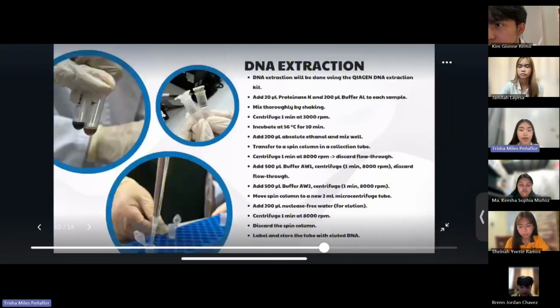RPM. Finally, the spin column will be moved to a new microcentrifuge tube, and 200 microliters of nuclease-free water will be added to elute the DNA, replacing buffer AE. After centrifuging again, the spin column will be discarded and the purified DNA will be labeled and stored properly.